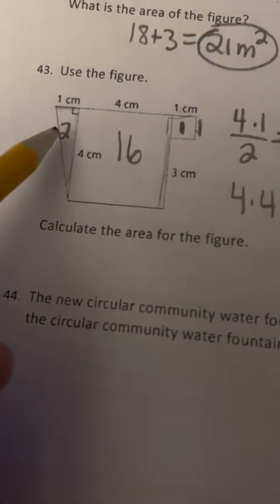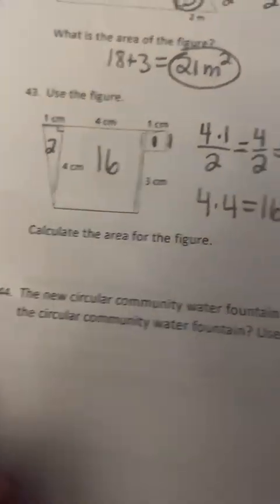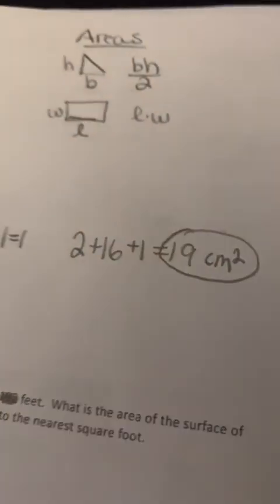So now that I have 2, 16, and 1, I can add all those together. So 2 plus 16 is 18, plus 1 is 19, and it's 19. We're talking about centimeters, so it'd be centimeters squared. And that's your composite figures area.